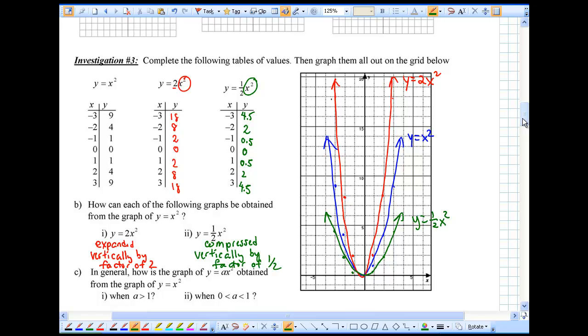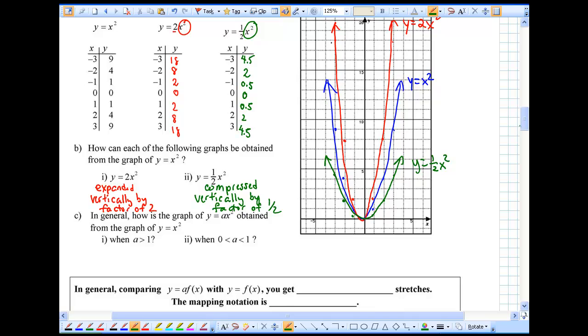So in general, what happens here? Well, when the a value, that number a in front of the function x squared, is bigger than 1, we have an expansion. So you're expanding the y values by a factor of a. And when it's between 0 and 1, like a fraction, you are compressing y by a factor, still of a, because in this case a is now a fraction.